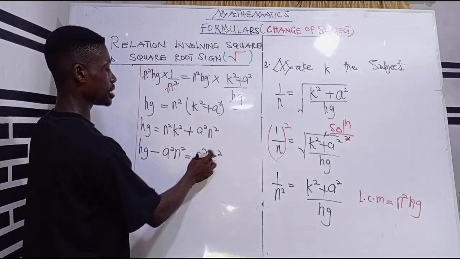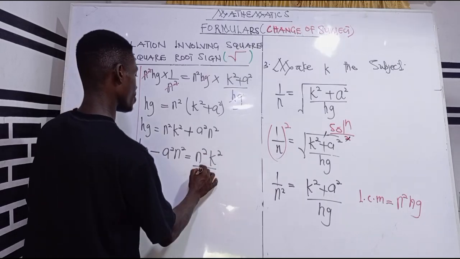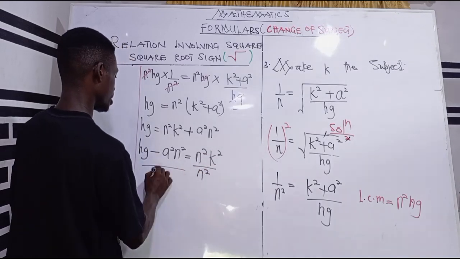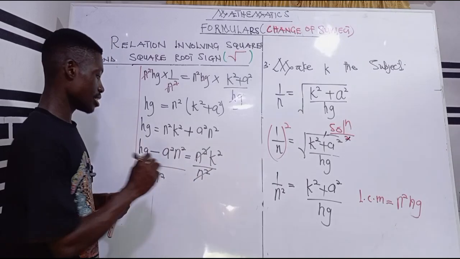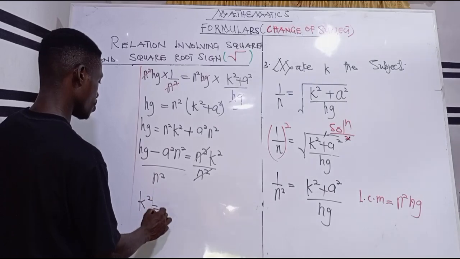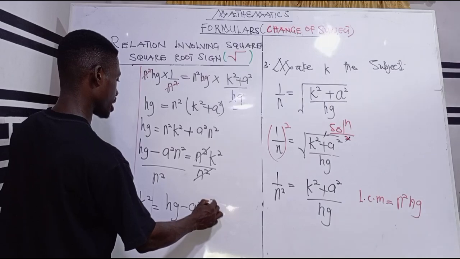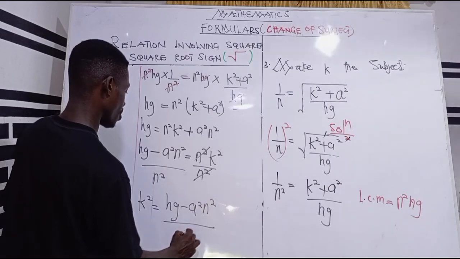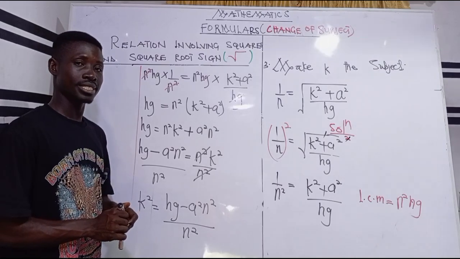Now we have n squared k squared, but we want to make k the subject. So we divide both sides by n squared so that this and that will cancel out. Now we have our k squared is equal to hg minus a squared n squared all over what? N squared. Very good. Are we done?